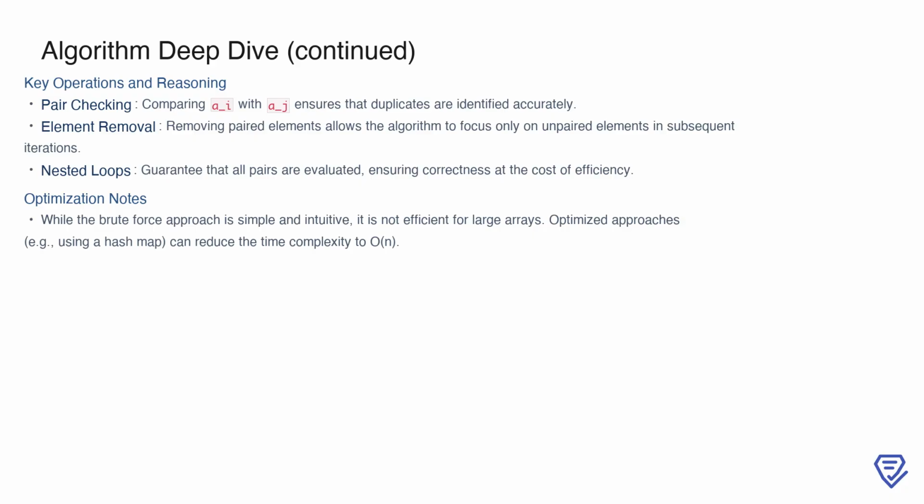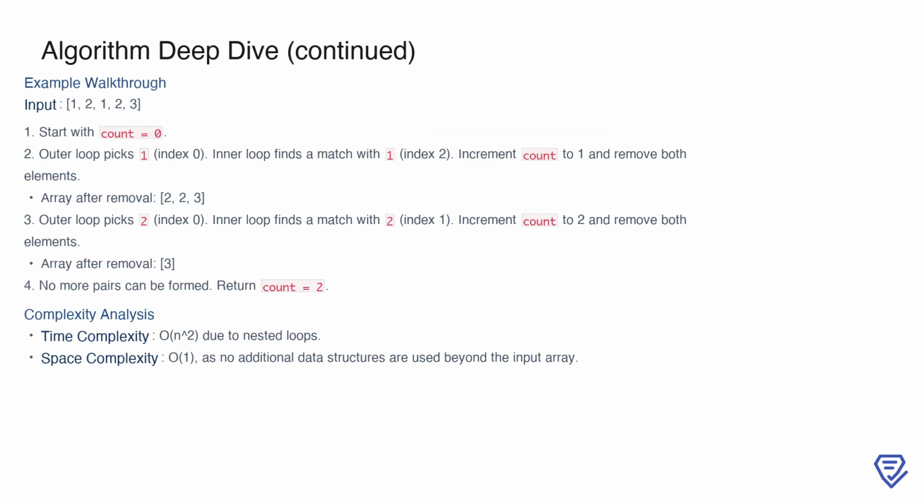This approach avoids the need for nested loops and element removal, making it a much more efficient solution for larger datasets. To better understand how the brute force approach works, let's walk through an example. Consider the input array 1, 2, 1, 2, 3. We start by initializing count to 0.